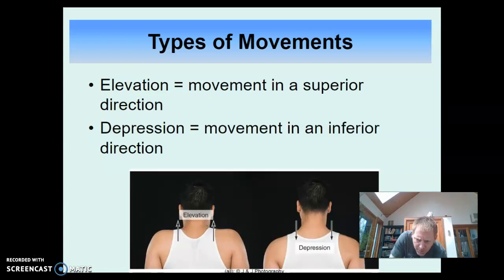Elevation and depression. Again, you can take some joints and move them in the superior direction, so you can elevate your shoulders, you can depress your shoulders, you can elevate your rib cage when you breathe in and take a deep breath, and you can depress your rib cage. You can elevate and depress your jaw. That's another good example. Elevating your jaw is when you close your mouth, depressing your jaw is when you open it.